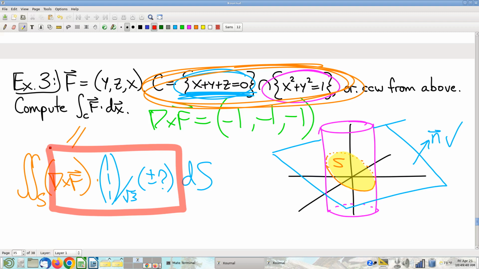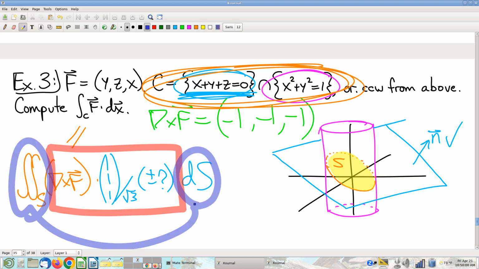Now let's take a look though. Curl, and dotting with 1, 1, 1, I get a constant. That's kind of cool. But it's not 0. So even given that the constant is easy, I'm still going to have to compute the surface area. The surface area of this thing is not immediately obvious.